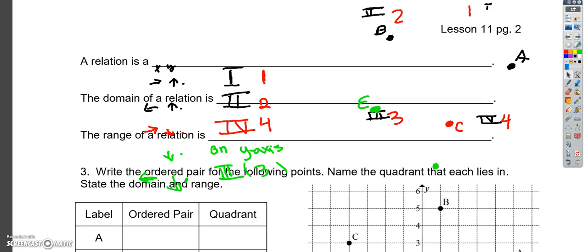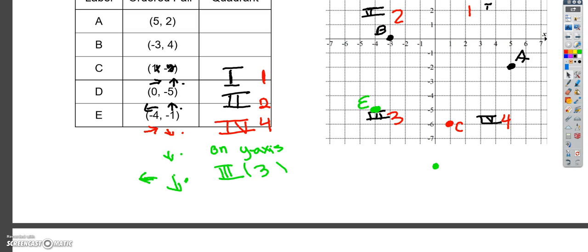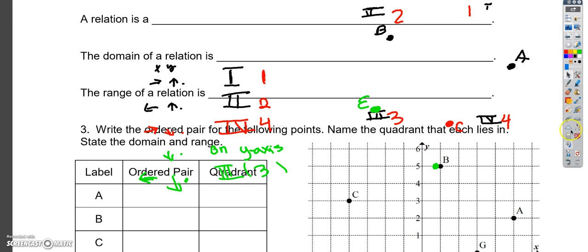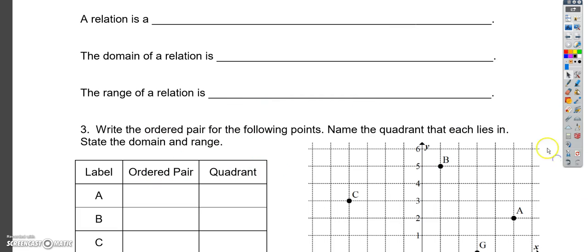Alright, the next thing that it talks about is a relation. A relation is a set of ordered pairs. That just means a set of ordered pairs.